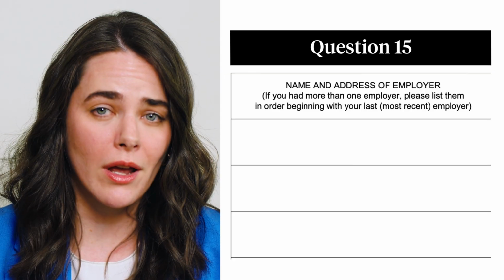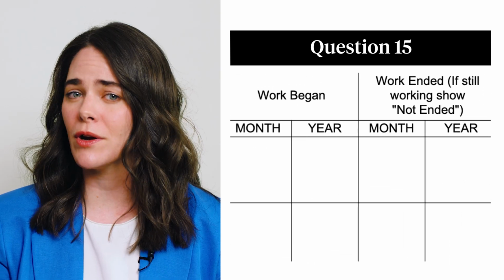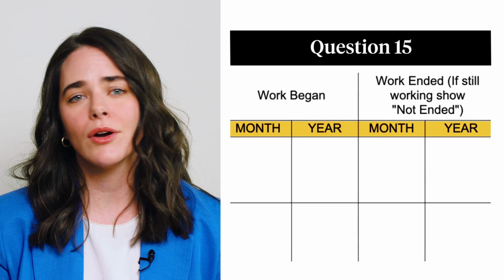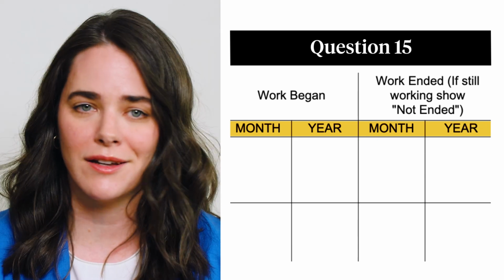If you haven't been working, write none and move on to question 16. If you have been working, write the month and year when the work began and ended. If you currently have a job, write not ended for that one.